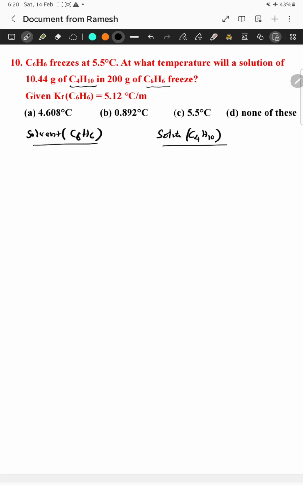Now solvent C6H6 is given as 200 gram. Therefore the mass of solvent W1 will be 200 gram and W2 will be 10.44 gram. The freezing point of C6H6 is given, that is considered as T0f, the freezing point of solvent, 5.5 degrees Celsius. Then the Kf value is given for the solvent, that is benzene, 5.12 degrees Celsius per molal.